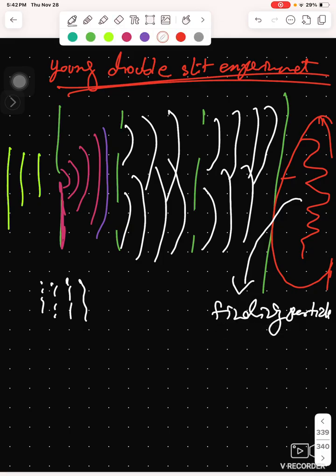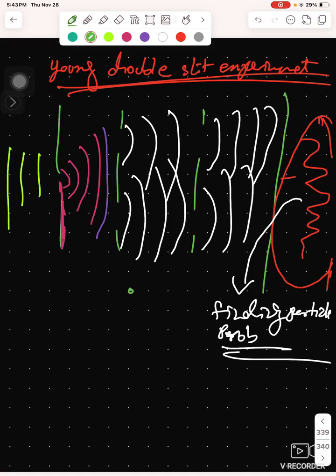Particle probability. Okay, now that we have discussed this, we will be talking about one point which is very important in quantum mechanics.